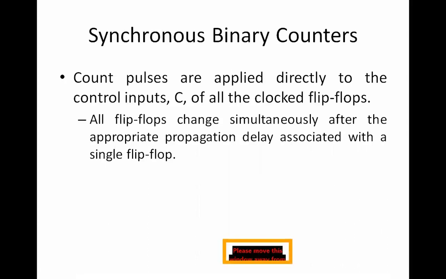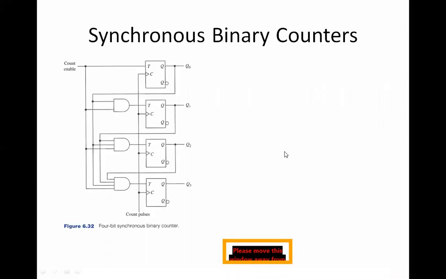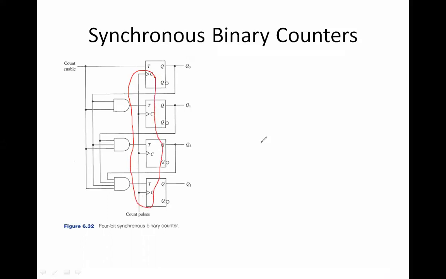Where it is all changing simultaneously. So let us take this as an example, and you can understand how the same counter that we saw previously, the binary counter, is now synchronous. So what is the major change here? The clock. You can see the clock is given in common. So all clock pulses are given in common, right?